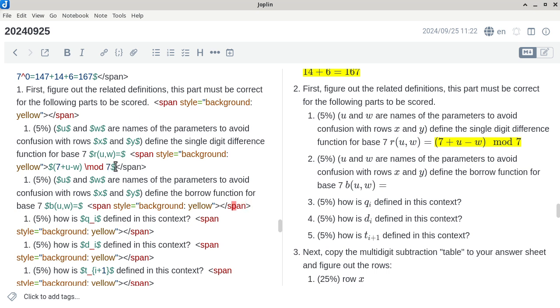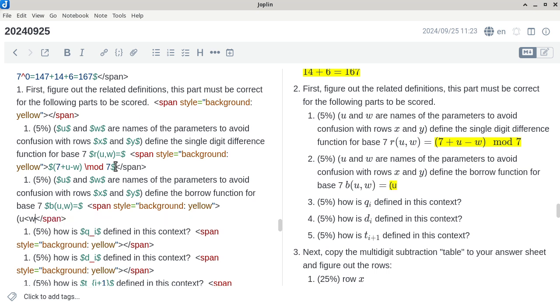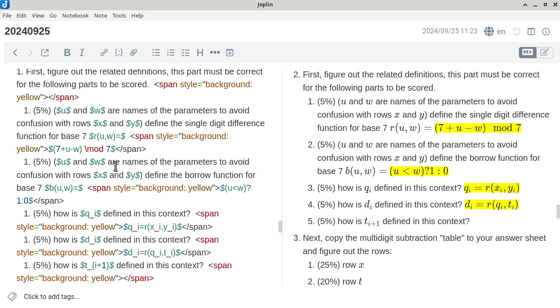All right, so next question is about the borrow function. So the borrow function is, there are other ways to say this, but I'm just gonna quote the way that I say that. It is, if this is true, we return a true, otherwise we return a false. So I'll turn this into an equation. There we go. All right. And then the next one asks, how is Q of I defined? So we just have to say Q of I is defined as the R of Xi, Yi. And then the next one asks, what is D?